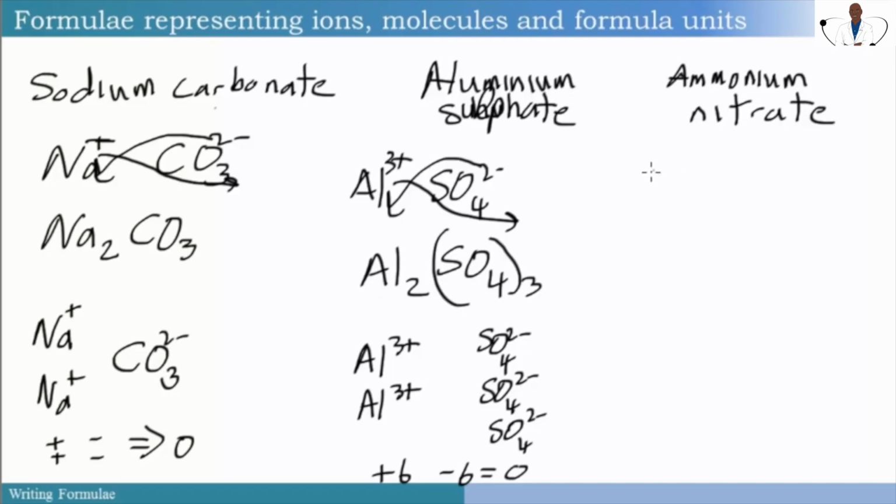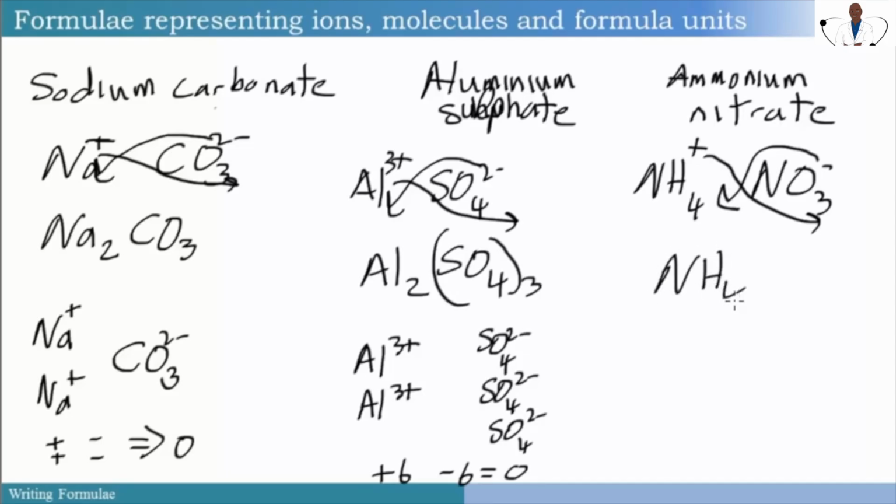Ammonium nitrate, NH4 for ammonium ion, and nitrate is NO3-. So bring 1 there and bring another 1 there. You now have NH4NO3. 1 plus cancels 1 minus, so this compound is electrically neutral.